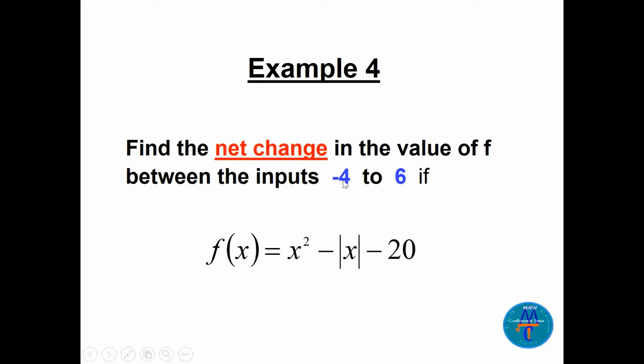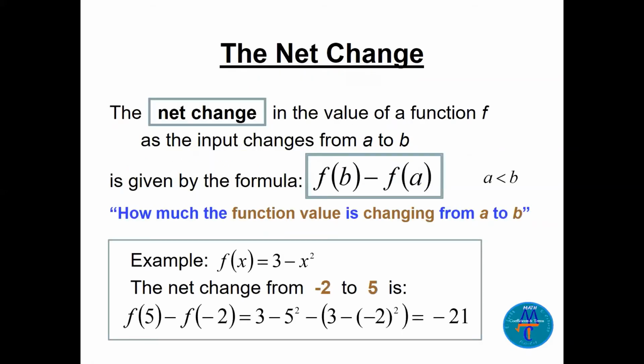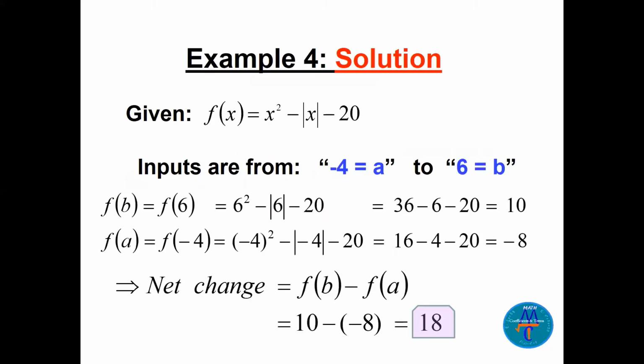So this is a, minus 4, and b is 6. So we need f of b minus f of a like this example. Now, the answer is 18. You can start with f of a or f of b, but in the formula, you have to write the net change f of b minus f of a. You can start with f of a, no problem, or you can start with f of b. See, each one has a line here.